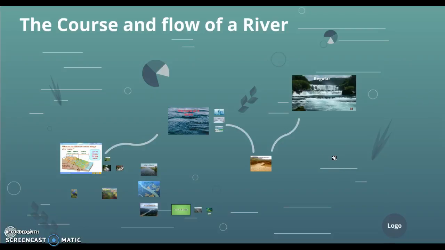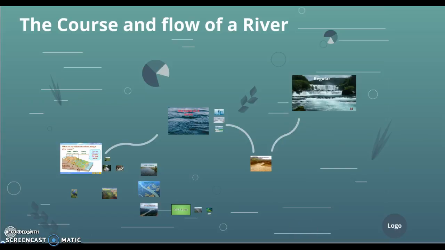Hello again. I'm going to give you the new explanation about point 2 in unit number 3, okay? Which is about the course and flow of a river. And which is the course and which is the flow of a river? The course is the path, the way a river has to pass by, and the flow is the amount of water that the river carries.